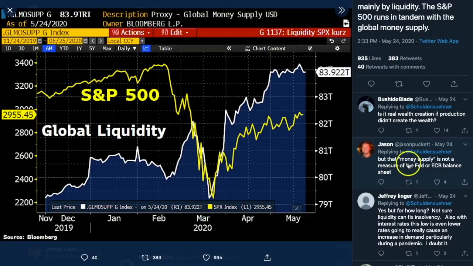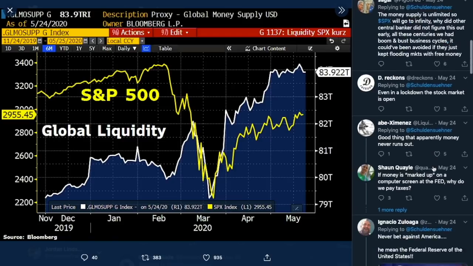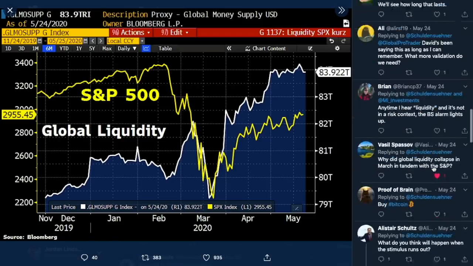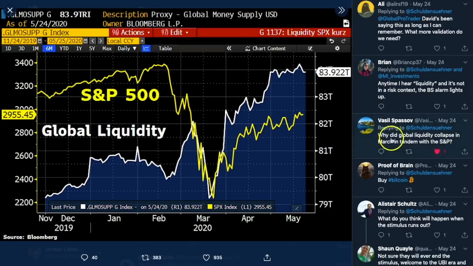It says money supply is not a measure of the Fed or ECB or therefore central bank balance sheet. I actually read all the comments on this thread looking for any type of answers. There was one that I actually liked. It said, why did the global liquidity collapse in March in tandem with the S&P 500? Because that's the answer that I was looking for. There were no responses to that question.